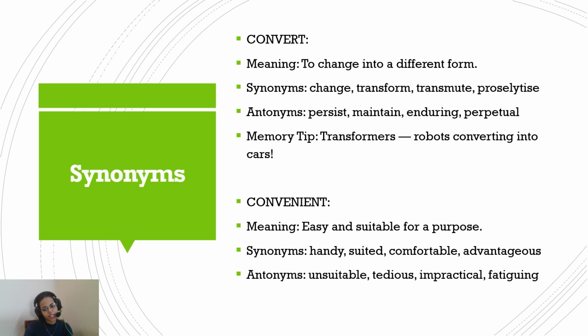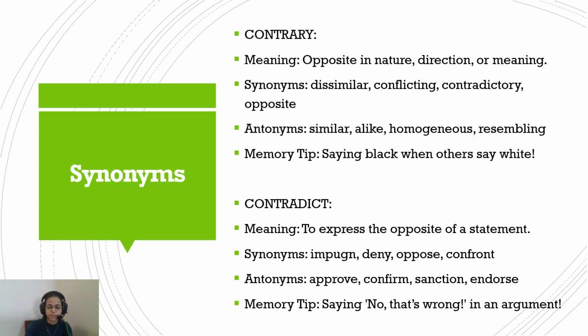Convenient, very simple word again, easy and suitable for a purpose. The synonyms would be handy, suited, comfortable, advantageous. The antonym would be unsuitable, tedious, impractical, fatiguing. Something fatiguing means something that is tiring, something that is making you feel tired because it's so inconvenient. So fatiguing. Contrary, again fairly simple word. When you say contrary to the situation, it means opposite to the situation. Contrary means opposite in nature.